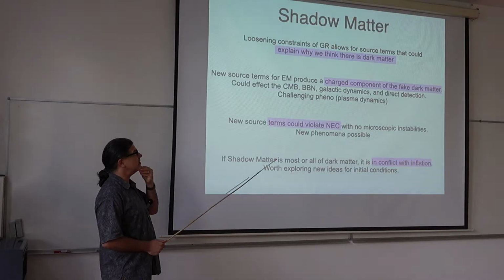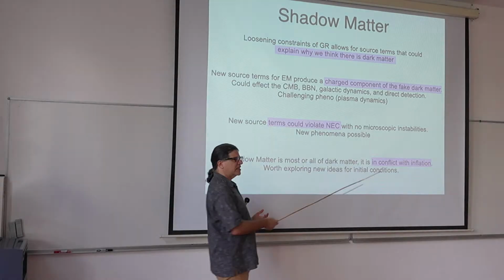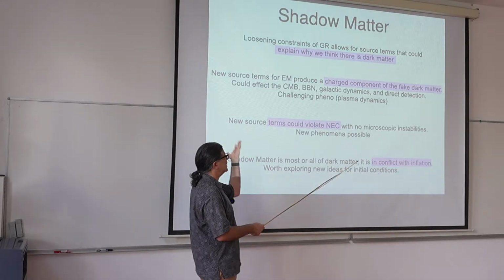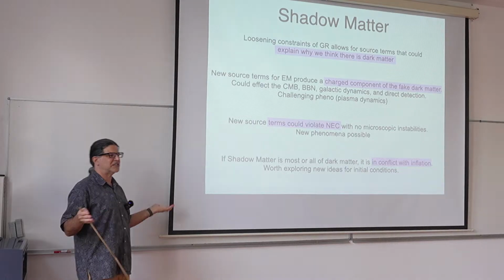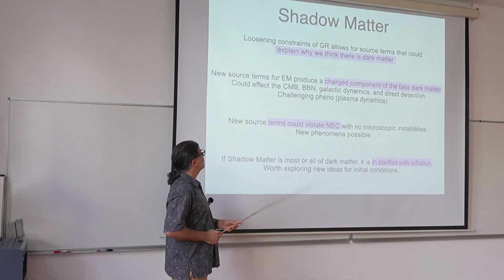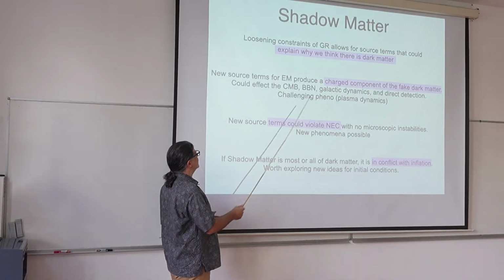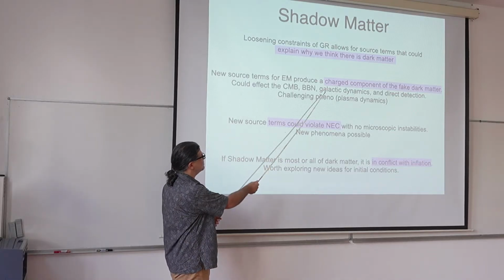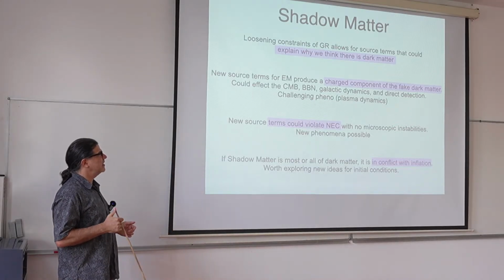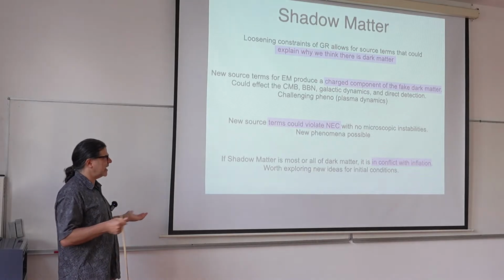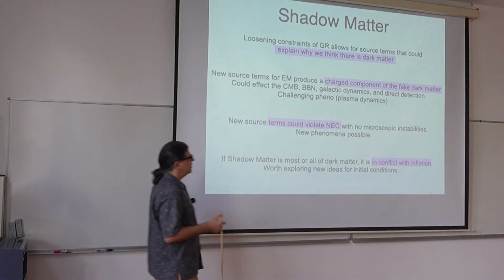Shadow matter is the result of starting from a Hamiltonian description of electromagnetism and gravity and not forcing the constraints as we usually do. You can still get a consistent quantum field theory, and the classical limit makes it look like there's a new type of matter that follows geodesics, has no pressure, and doesn't respond to other forces, which maybe is the dark matter. And then there are new source terms for electromagnetism, and that produces a charge component of this fake dark matter. It could affect CMB, BBN, galactic dynamics, structure formation, or direct detection.